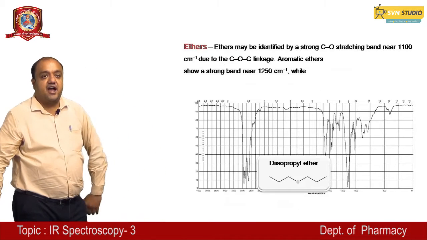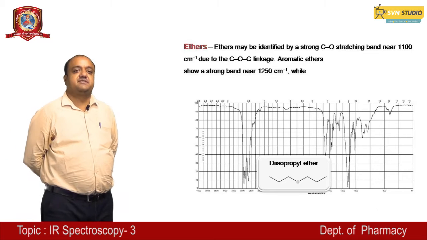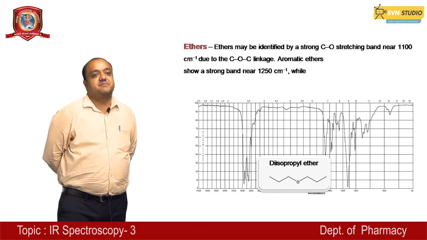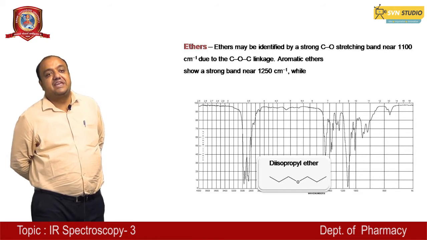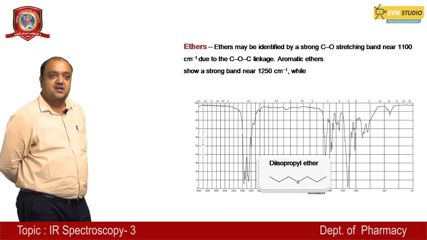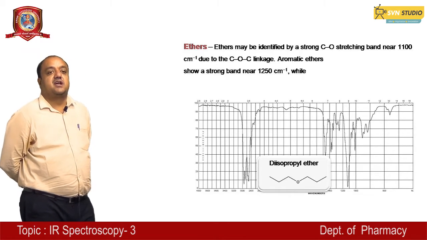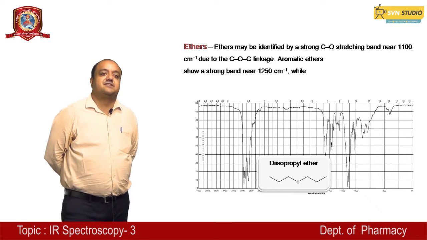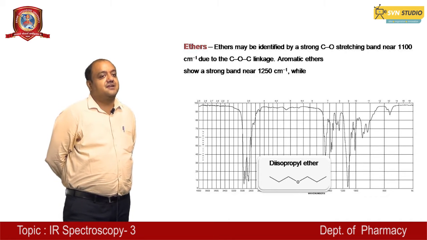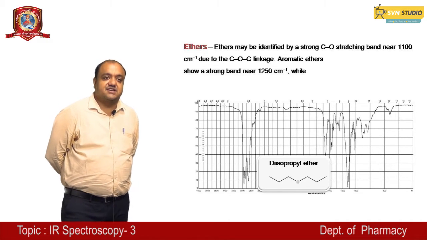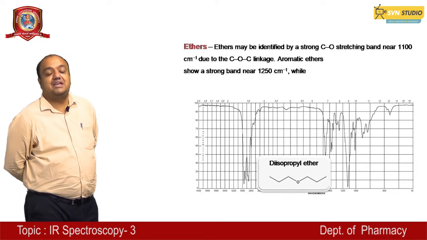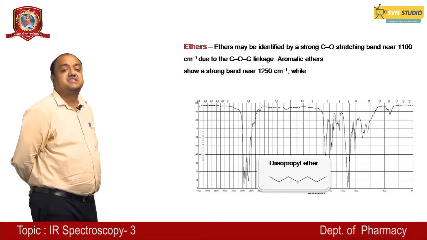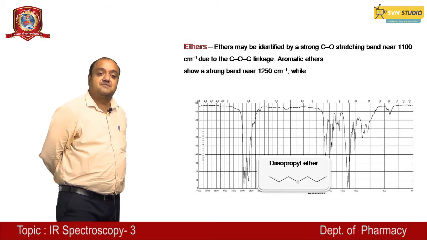Ethers may be identified by a strong C-O stretching band near 1100 centimeter inverse due to the C-O-C linkage. Aromatic ethers show a strong band near 1250 centimeter inverse, while others are there. For example, diisopropyl ether, which shows this type of spectra or peak.